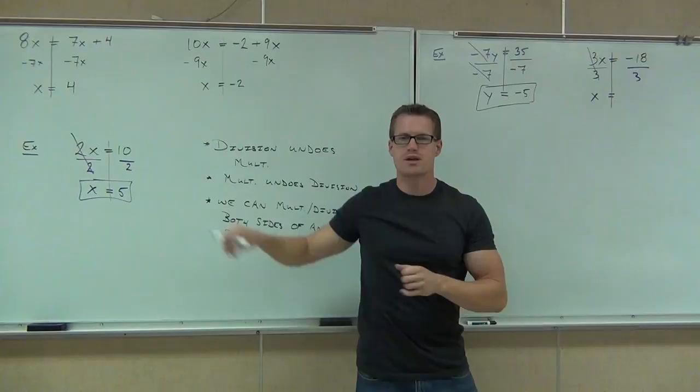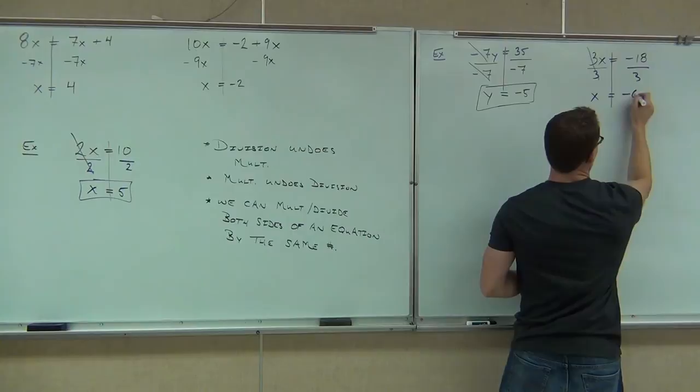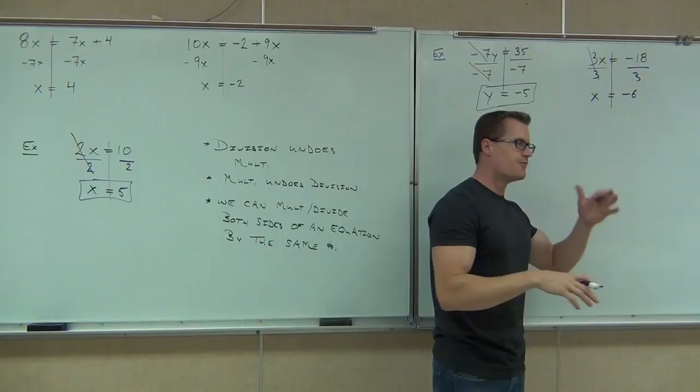Negative 6. Perfect. Always be checking your answers, at least in your head also. Plug that back in. Do the 3 times negative 6. Verify that's equal to negative 18. And then you know you get the right answer.